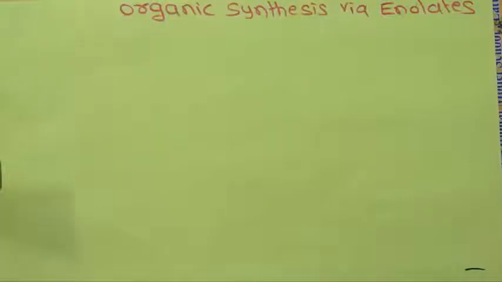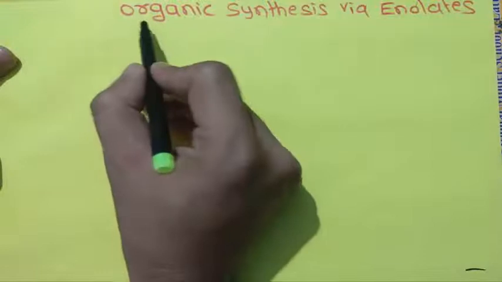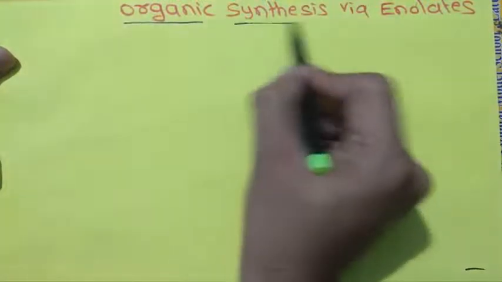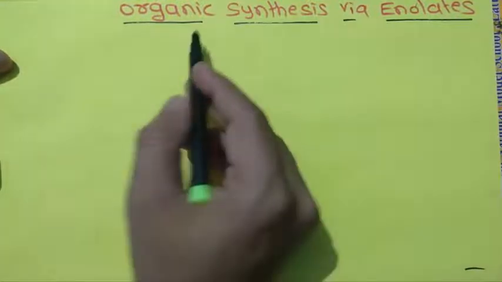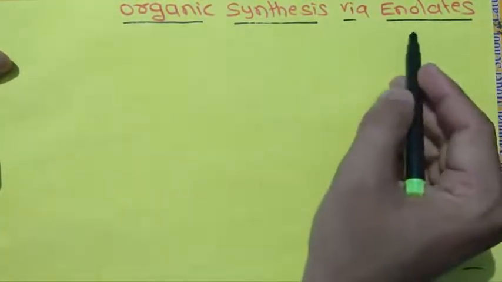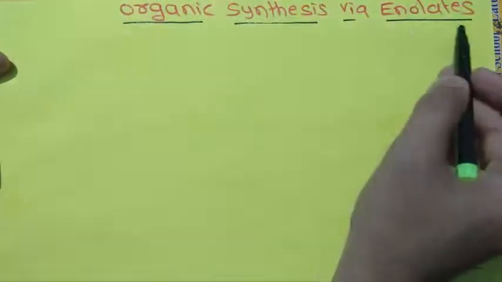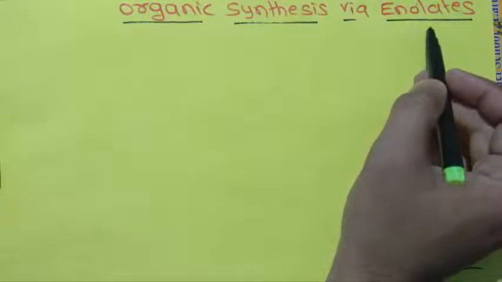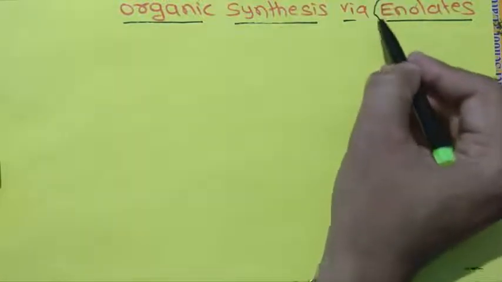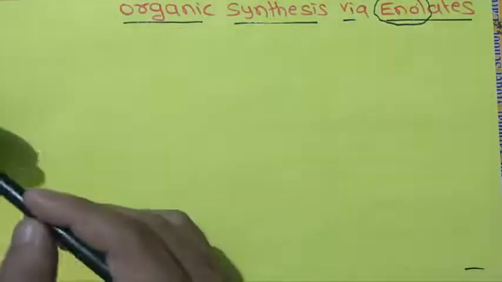Hello friends, we can see a new chapter of organic chemistry known as organic synthesis via enolates. In this chapter, we mostly study the enolates. To study these enolates, we must know what is meant by enols, and for that, we have to understand some basic concepts of this chapter.